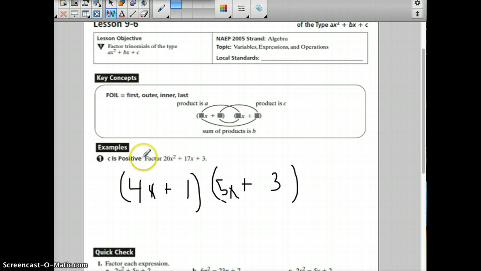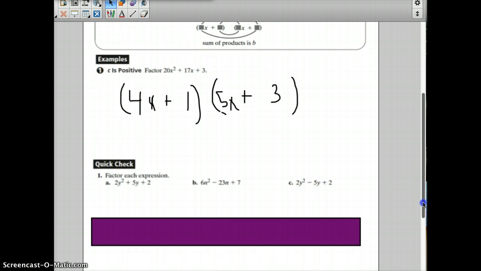Foil it and see if you get the correct answer. Okay, go ahead and try the next few examples on your own. We'll see how you do.